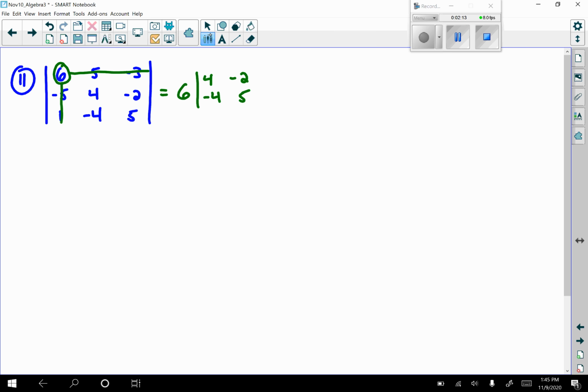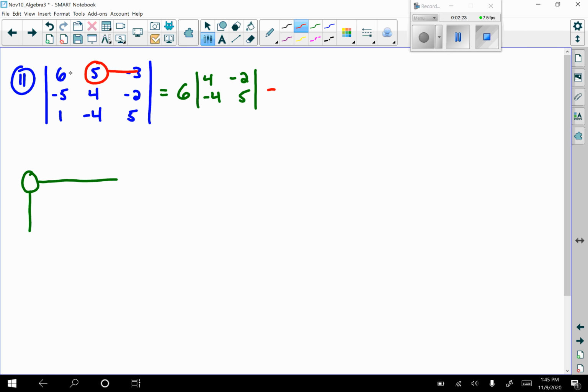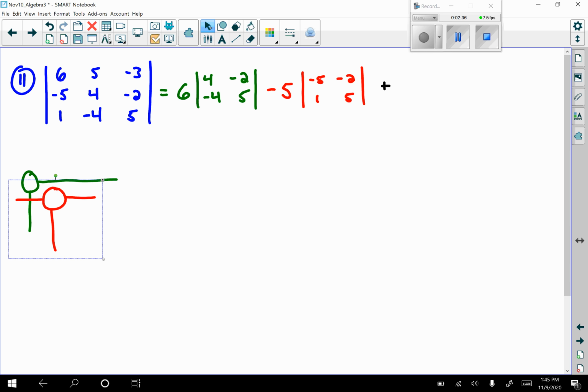And then it's going to be minus, and I'm going to move those out of the way. Then I would circle the 5, cross out that row and that column, so I have a 5 times what's left over here, the determinant of negative 5, negative 2, 1, and 5. Then it's going to be plus, let me move that out of the way. I'm going to circle the negative 3. So plus a negative 3, we could just write in a minus 3. Right now, I'm actually going to keep the plus because I want you to see that it's the positive.